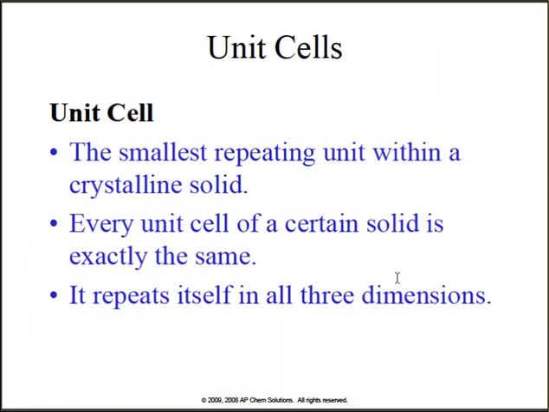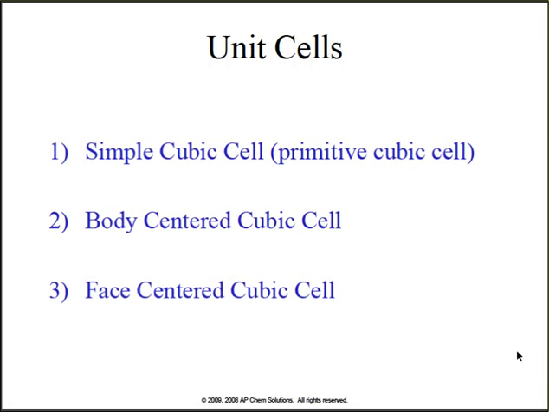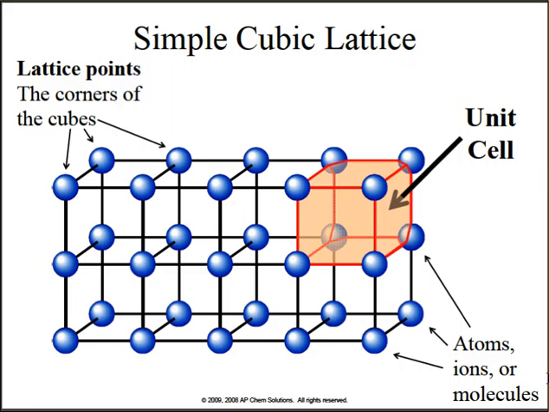Within a crystalline solid, the simplest version is basically a unit cell. It's the smallest repeatable unit. In things like sodium chloride, like salt, that would be the repeatable unit in all directions. We're going to talk about three types of unit cell: the simple cubic cell, the body-centered cubic cell, and the face-centered cubic cell. There are a lot more, but we're going to focus on the easy ones now.